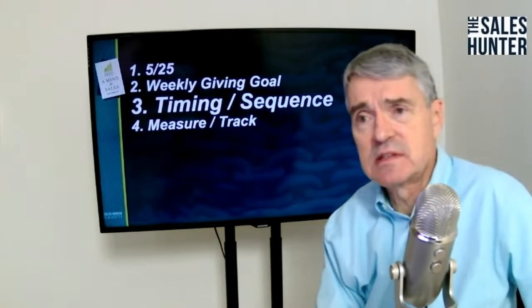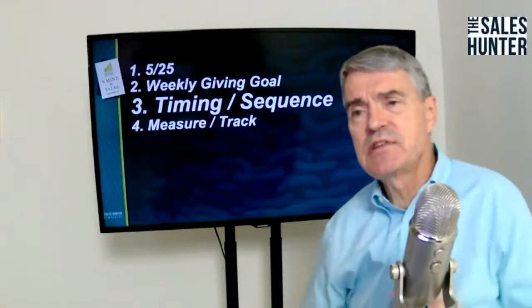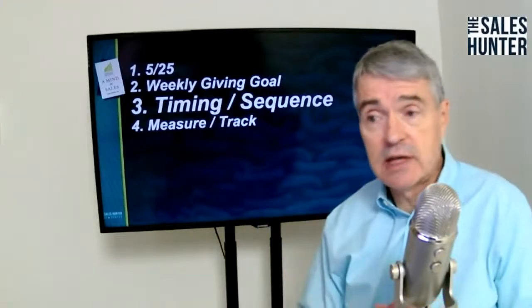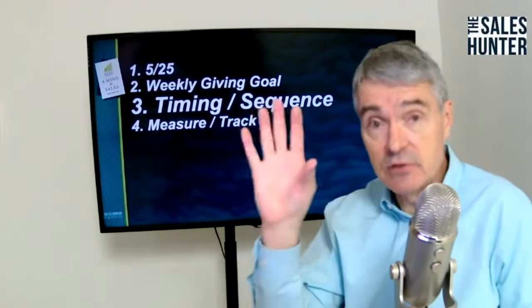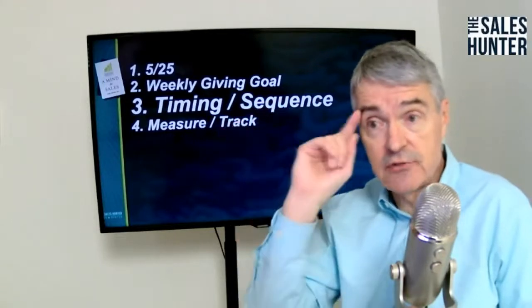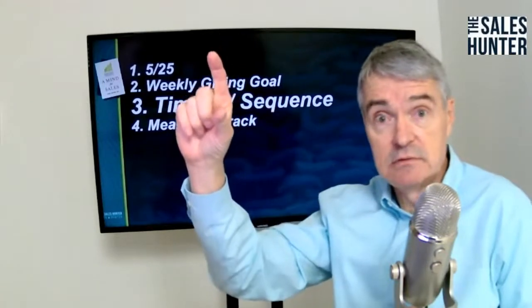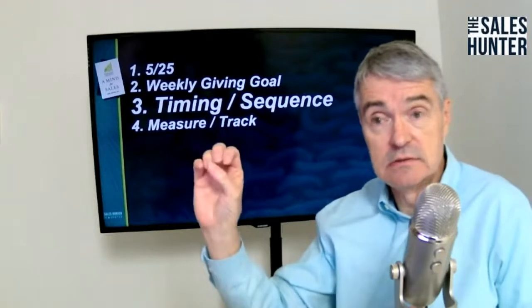What's the timing and sequence? This is so key. You see, part of it is your weekly giving goal. Okay, so I'm now saying I have to give 5 goals a week. And the first list I looked at is my 5. And I look at my 25.